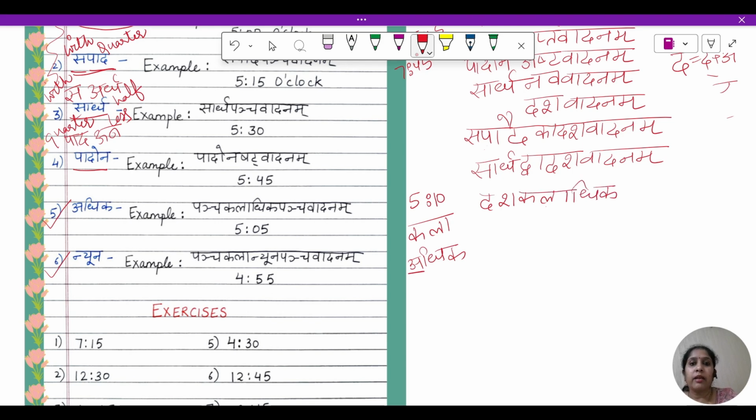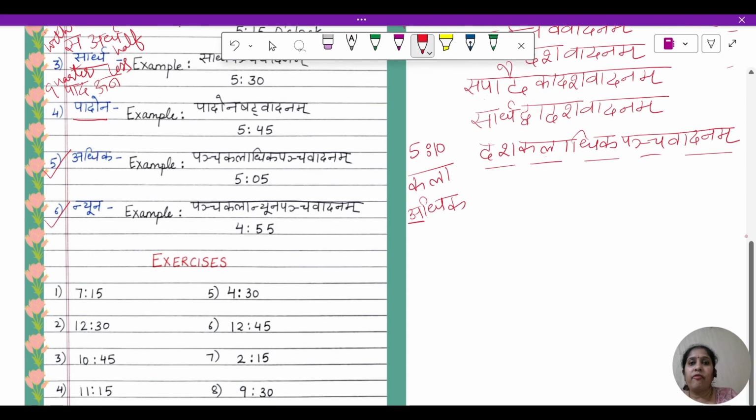Now dash kaladhik means 10 minutes more than what? 5 o'clock. So dash kaladhik panch vadanam, right? Understood? I think it is clear. Panchvadanam is 5 o'clock. Dash means 10. Kala means minutes. Adhik means more. So 10 minutes more than 5 o'clock. Right? It was easy to understand.